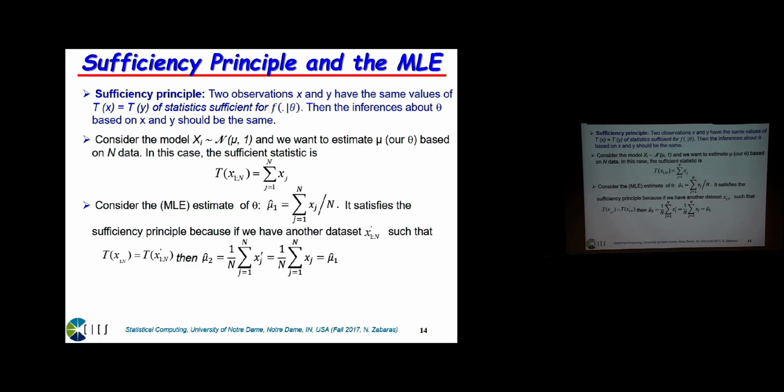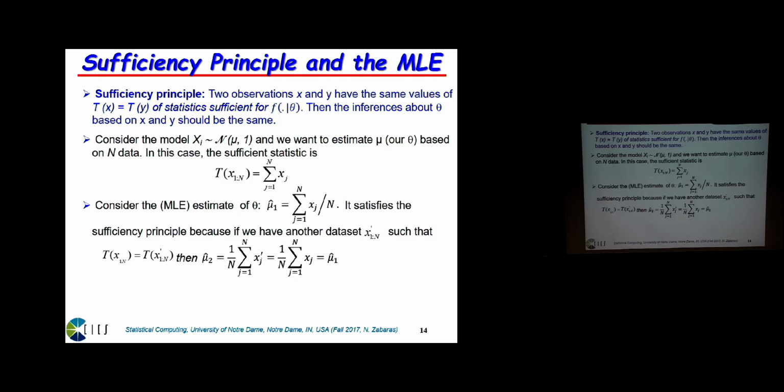I repeat, if you do two experiments, you collect data x and data y, and they have the same sufficient statistics, then when you do inference about the parameter theta of the distribution, the two inferences have to give you the same value of theta. So if you do, let's say, maximum likelihood estimation, you should get the same if you use x and if you use y. And again, that's common sense, because we said that what defines the estimate of theta is the sufficient statistics. Obviously, if they're the same, then the same estimate will come out for theta.